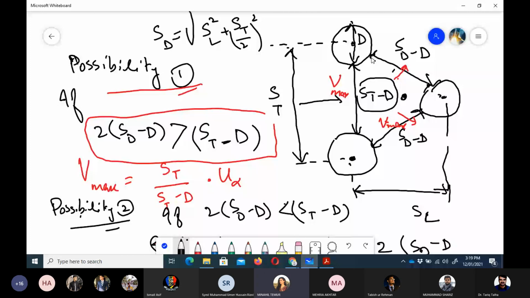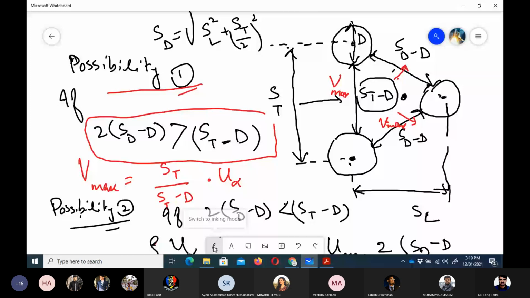Okay, so that would be only the case when SL is very small and ST is very big. At the moment, because ST and SL are almost equal, 2 times SD minus D would always be bigger than ST minus D, right? But if we move in this direction, it means that in the flow direction, if we decrease the distance, and in the transverse direction, if we increase the distance, then 2 times SD minus D can become smaller than ST minus D. Okay.